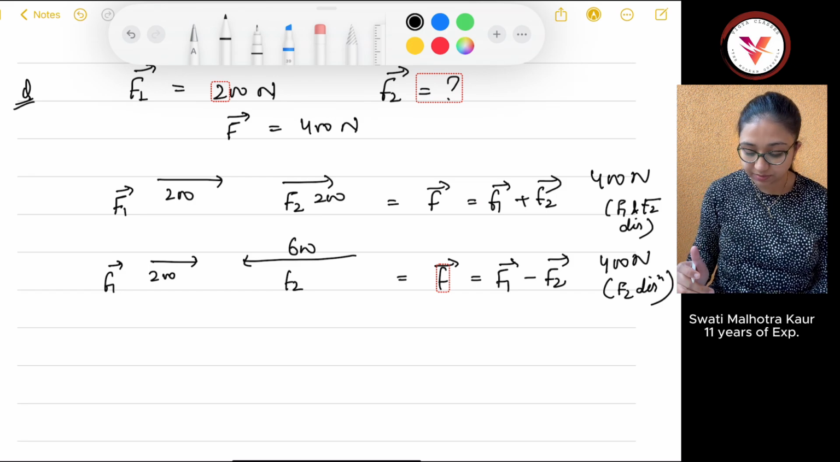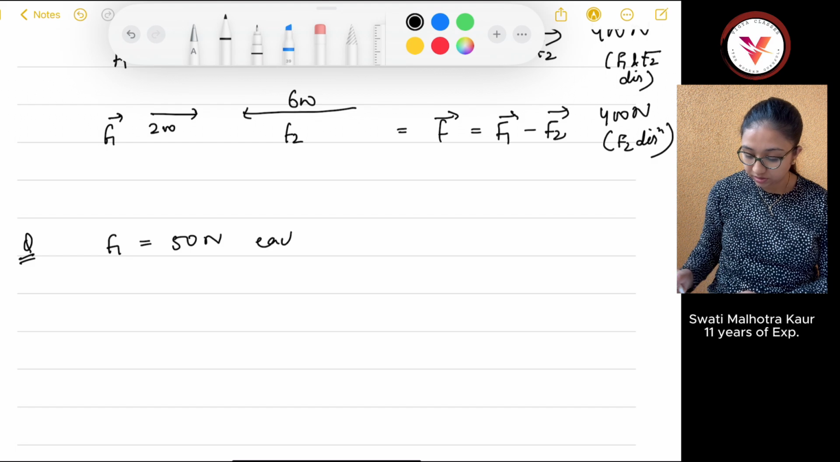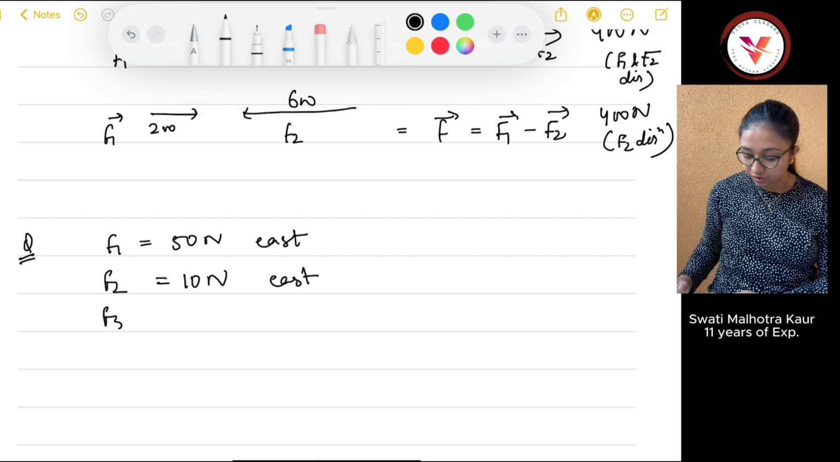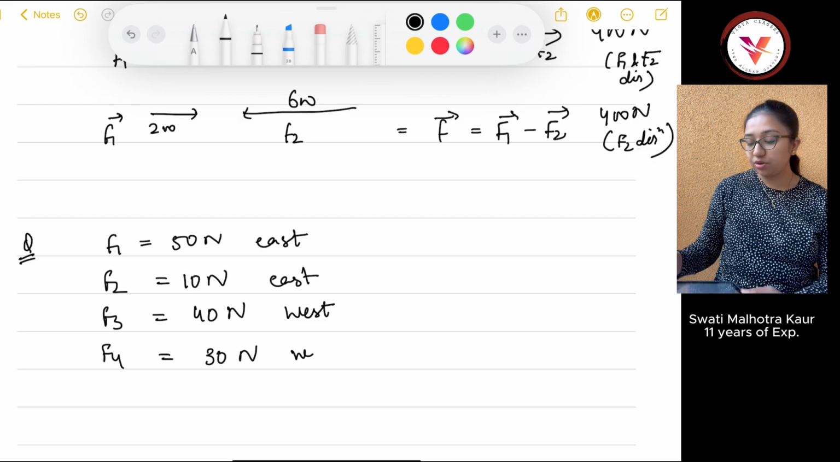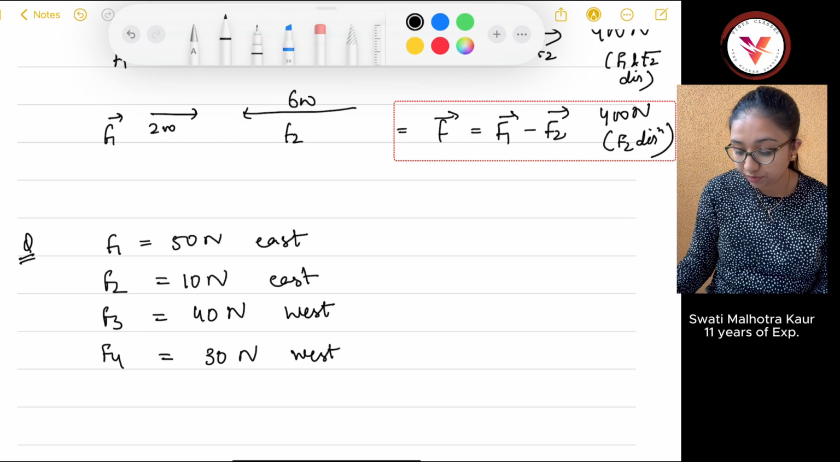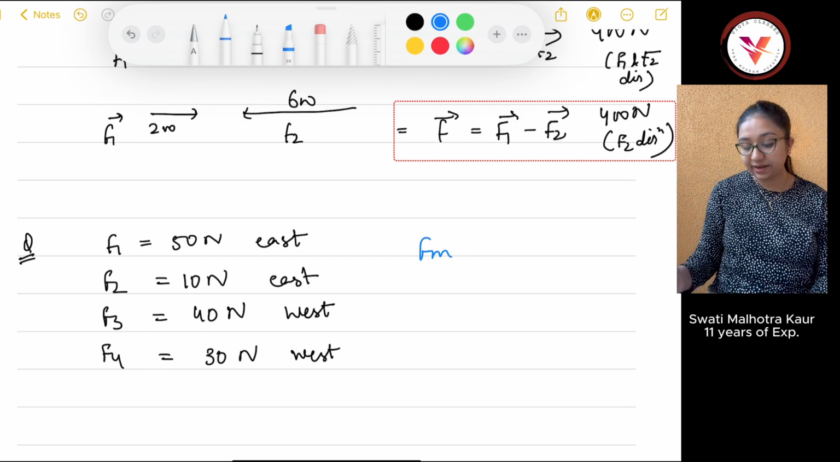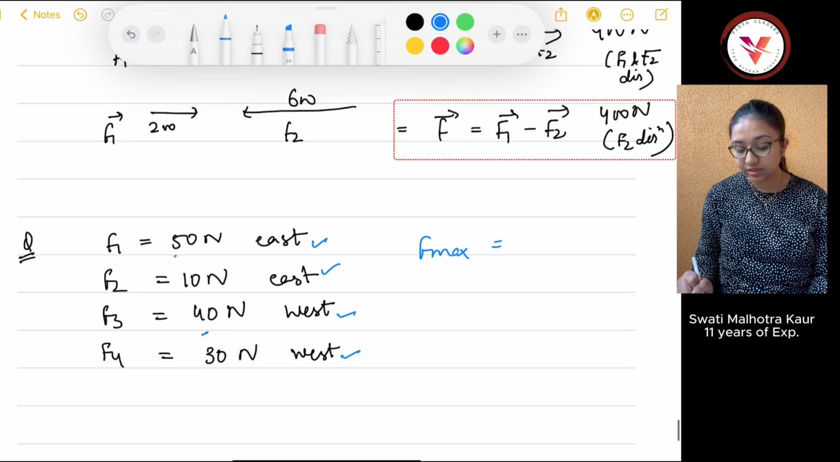Okay, so this is an interesting part, and you can also take one more example. Let's take this is your F1 force, which is 15 Newton along east, and then you have F2, 10 Newton along east, then you have F3 which is 40 Newton due west, and then you have this F4 which is 30 Newton again along west, and you have to calculate the maximum and minimum. So if you have to get the F max, then you have to add. What you will do, you have to take the same direction. Now 15 plus 10 gives you 25, and then 40 plus 30 gives you 70.